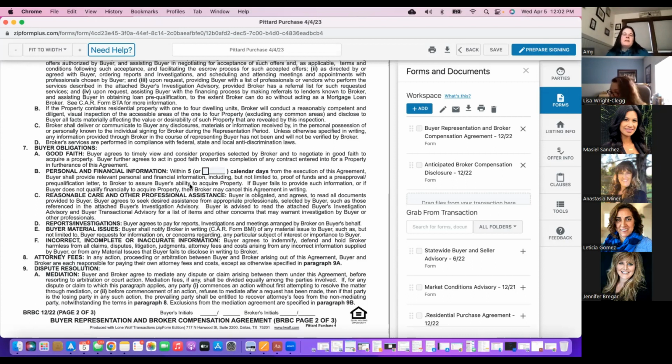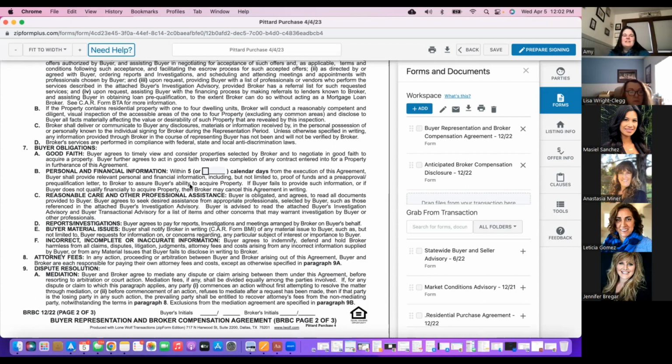Reasonable care and other professional assistance. The buyer is obligated and agrees to read all documents provided to buyer. Buyer agrees to seek desired assistance from the appropriate professionals selected by buyer, such as those referenced in the attached buyer's investigation advisory. And the buyer is advised to read the attached buyer investigation advisory and buyer transactional advisory for a list of items and other concerns that may warrant investigation by buyer or other professionals, right? Read your forms, buyers. That's a good one to make sure you highlight as you're going through this document.